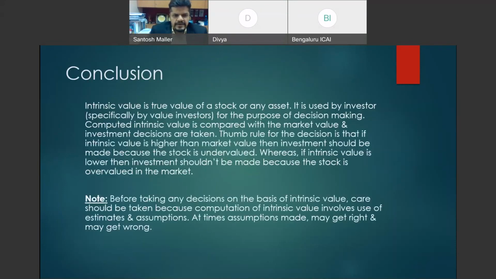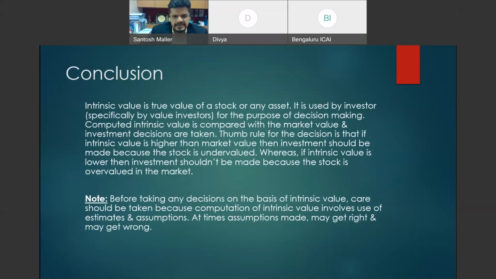So, final words. Session. Intrinsic value is the true value of a stock or any asset. It should be used by investors, especially by value investors, for the purpose of decision making. Computed intrinsic value is compared with the market value, and investment decisions are taken. The thumb rule for decision is that if intrinsic value is higher than market value, then investment should be made because the stock is undervalued. On the other hand, if the intrinsic value is lower than the market value, investment shouldn't be made because the stock is overvalued in the market.